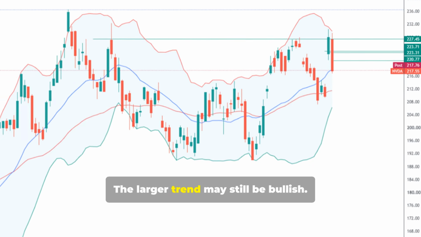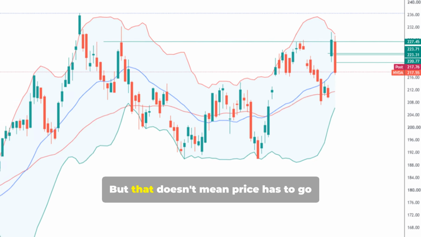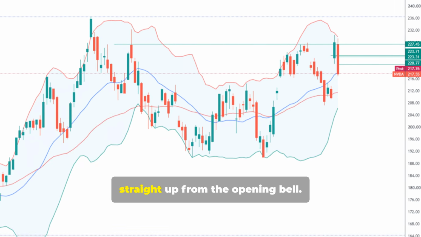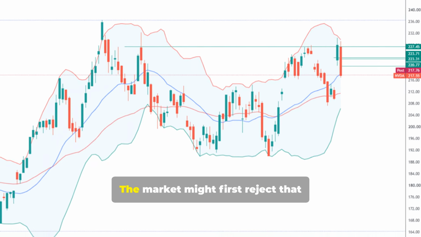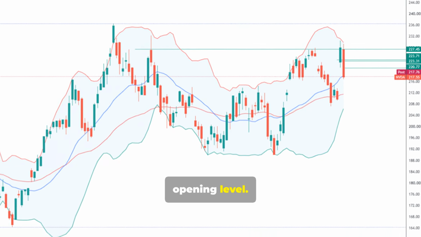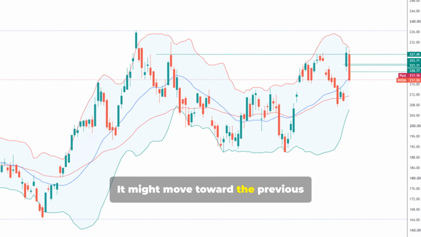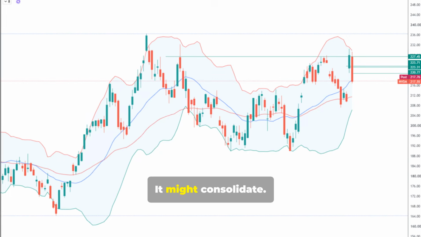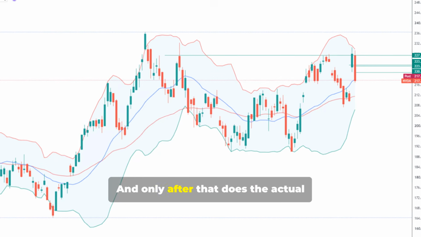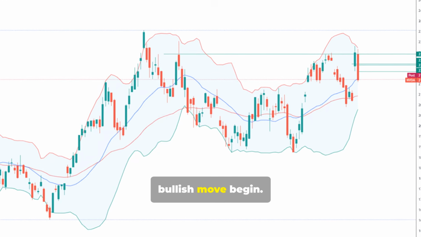The larger trend may still be bullish, but that doesn't mean price has to go straight up from the opening bell. The market might first reject that opening level. It might retrace several points. It might move toward the previous session's levels. It might consolidate. And only after that does the actual bullish move begin.